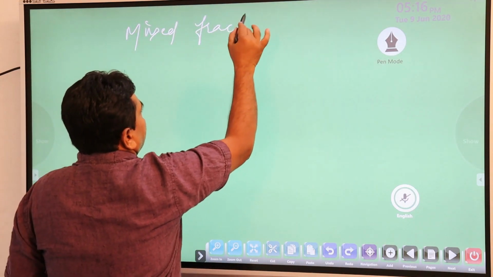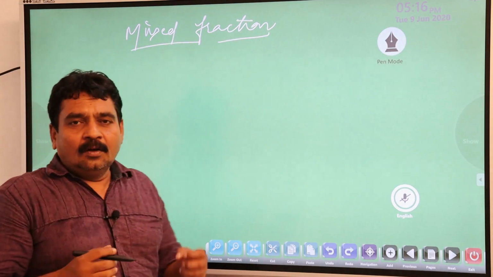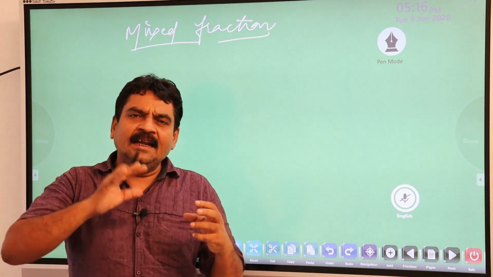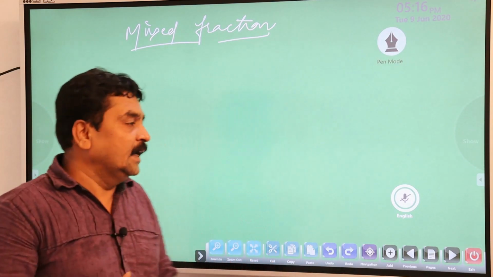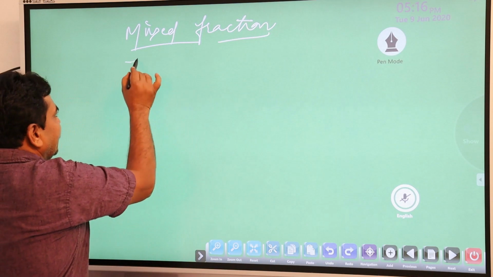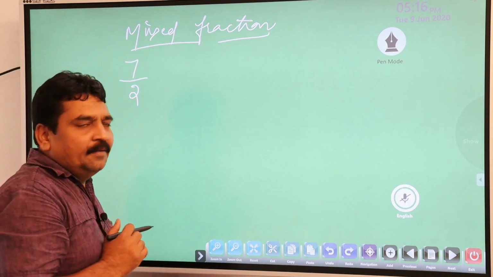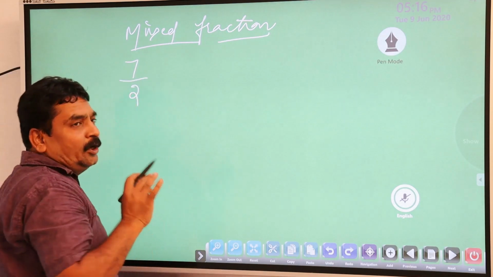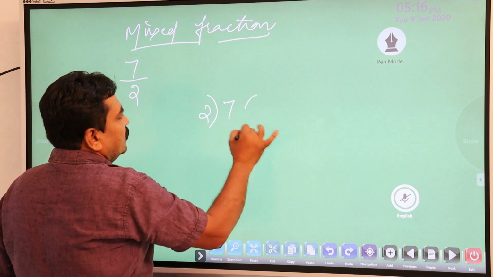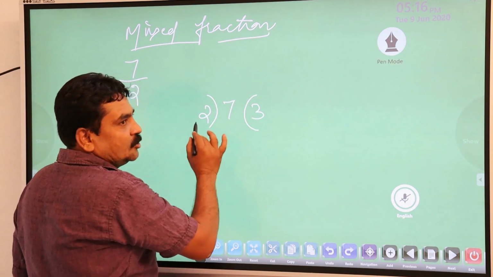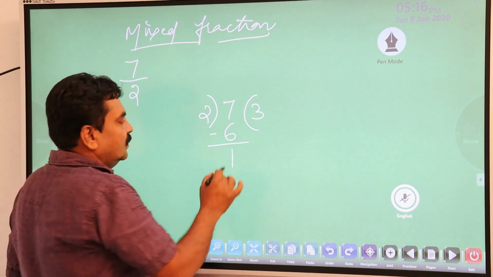Mixed fraction. A part and a whole, you call it a mixed fraction. Example, I'll tell you. If you take 7 by 2, this is an improper fraction. When you divide this, what do you get? See here, 2 and this is your 7. 2 3 times, 2 3s are 6. Remainder is 1. This is the remainder.